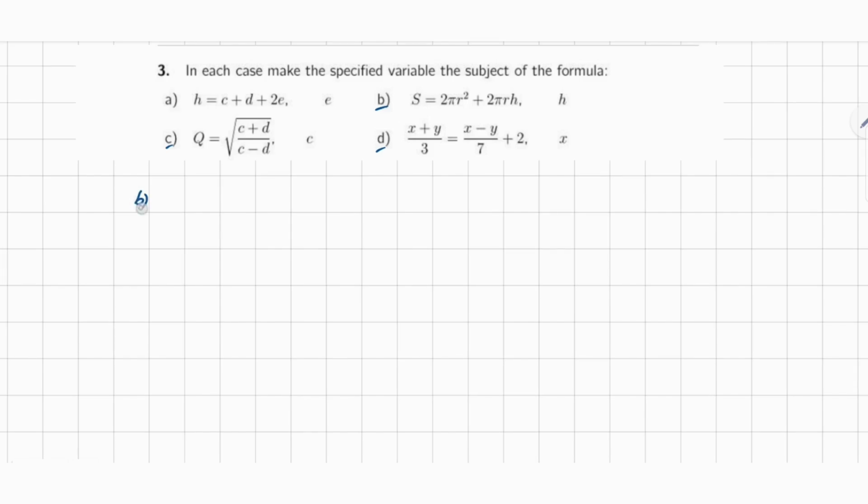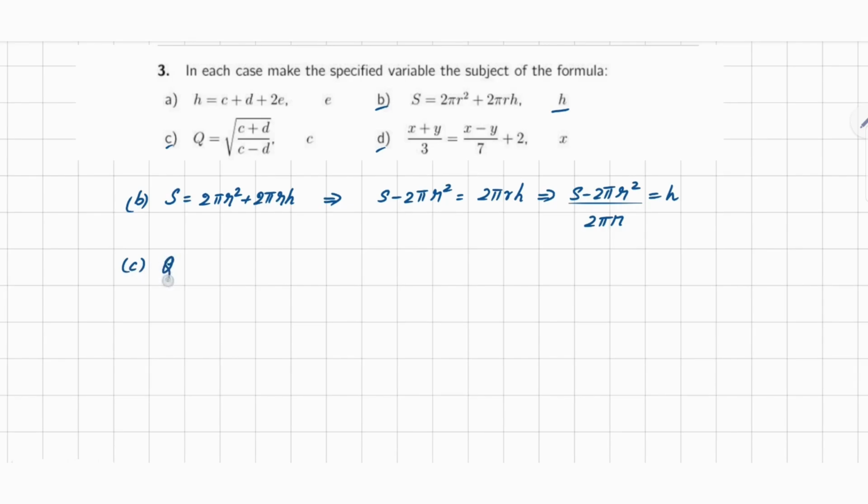For question B, we have s equals 2 pi r squared plus 2 pi r h. We have to make h as a subject of the equation. We can subtract both sides by 2 pi r squared. Gives us 2 pi r h. We can divide both sides by 2 pi r. And that's the final answer, where h is a subject of the formula.